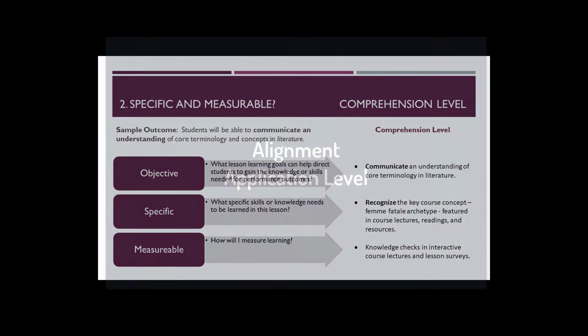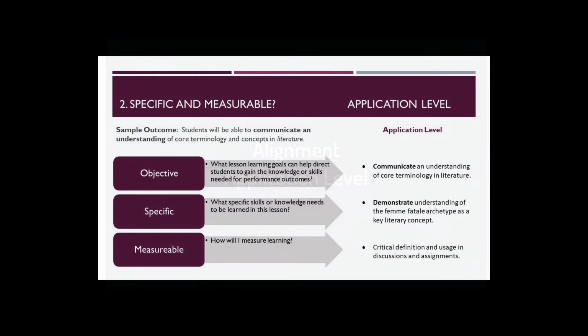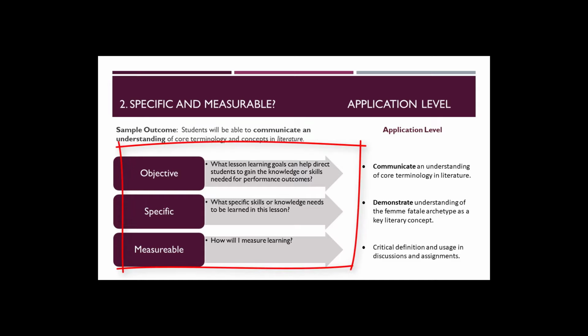The next item in helping students gain knowledge would be the ability to apply understanding of key course concepts. Again, as I'm moving from outcome to objective, I've got to make clear lesson learning goals that allow students to apply their knowledge of key concepts. I have to identify which specific skills or knowledge they need to do that, and again, how I will measure that.